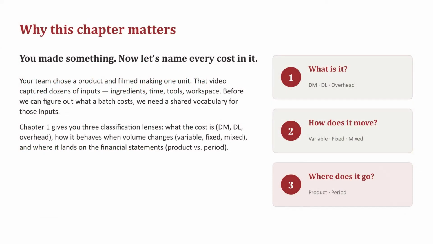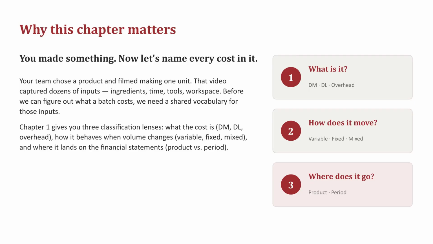You already made something and filmed it, so the costs are real. Ingredients, time, tools, workspace, they all show up in the production process. Chapter 1 gives us 3 lenses for sorting those costs. First, what is the cost? Direct materials, direct labor, or overhead?